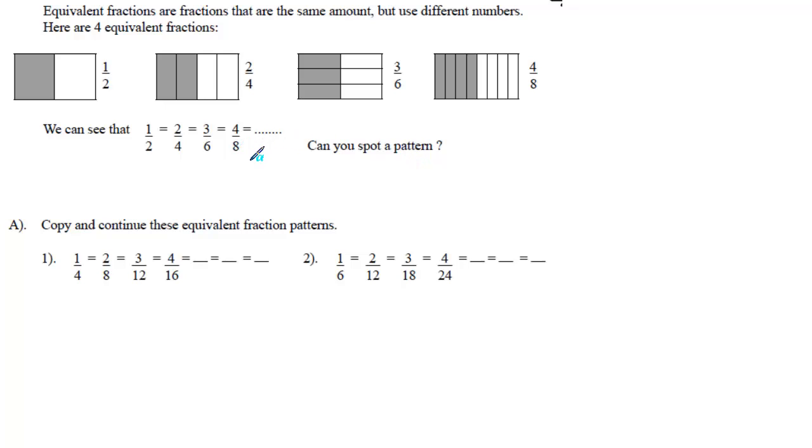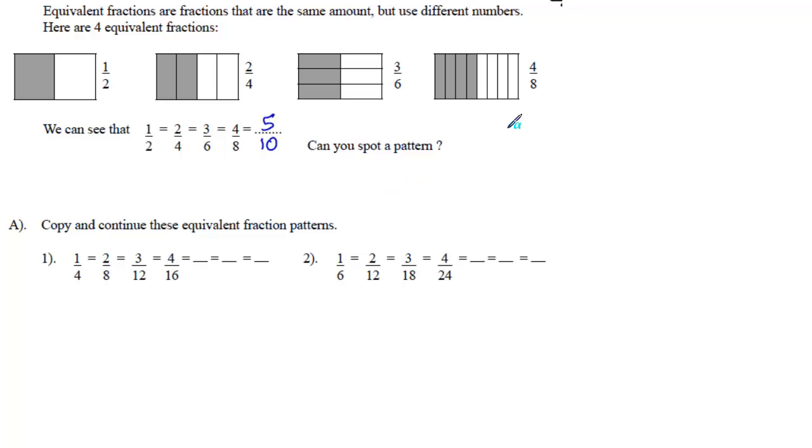Well, one pattern that I do spot is that every time the numerator of the fraction goes up by 1, the numerator being the top number, the denominator goes up by 2. So we could continue this by putting a 5 here and a 10 on the bottom. This one's gone up by 1. This one has gone up by 2.